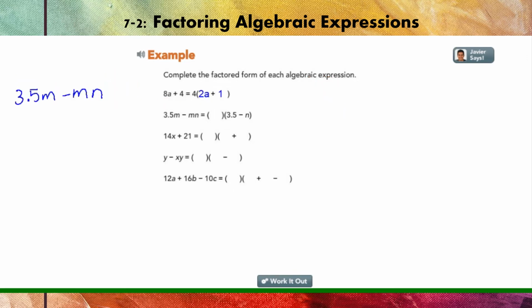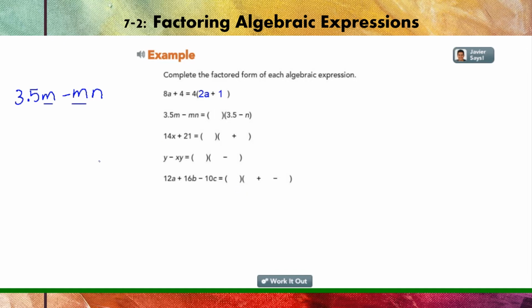Here's the second problem, and we have to pull out the greatest common factor in order to factor this out. So if we look here, the thing that's common between each term is m. So yes, there can actually be a variable that's considered the greatest common factor.